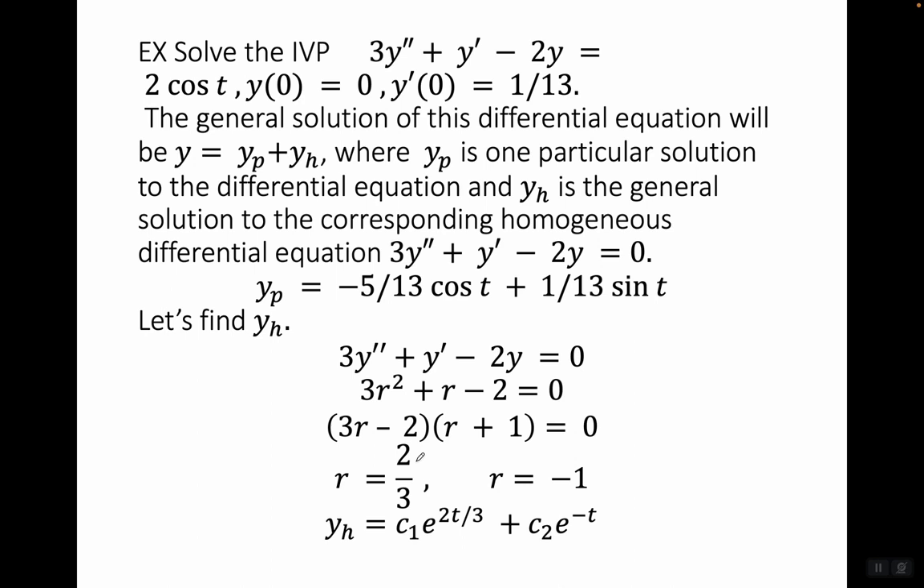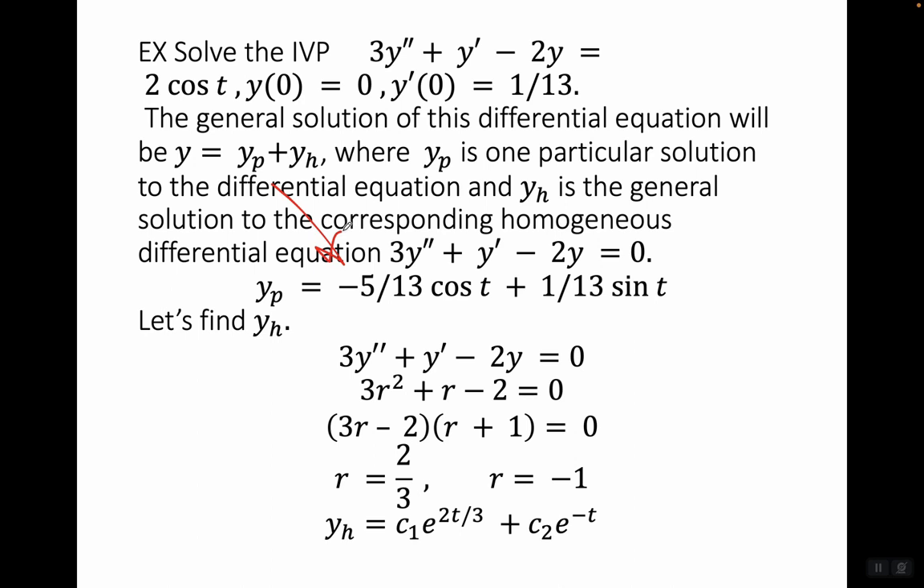The general solution of this non-homogeneous differential equation will be y equals y sub p plus y sub h. Y sub p is one particular solution to the differential equation, and y sub h is the general solution to the corresponding homogeneous differential equation, 3y double prime plus y prime minus 2y equals 0. So notice it's homogeneous. It's got a 0 on the right side. Okay, we already know y sub p. Y sub p, we calculated, is negative 5/13 cosine t plus 1/13 sine t.